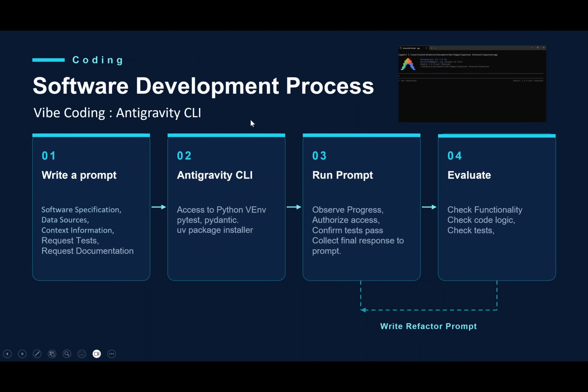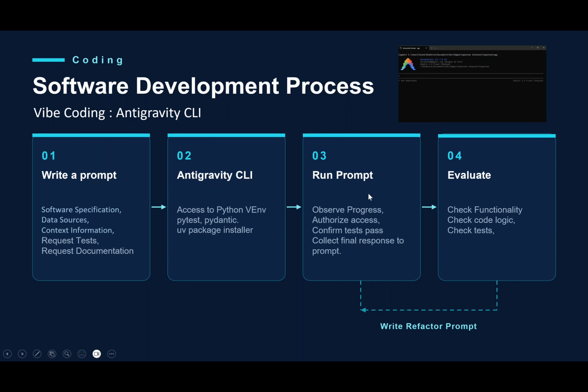AI Startup Studio is a vibe coded app, so to do that we need to create a prompt which contains the software specification, any data source or context information that you want to add to the project, and then request for the tests and documentation that you want for the project. This can be put into the Anti-gravity command line interface, which has access to Python environment, PyTest and Pydantic modules, and the UV package installer so you can run tests and so on.